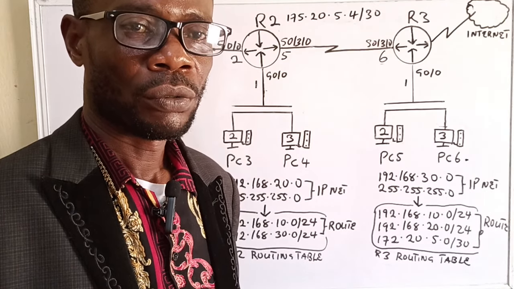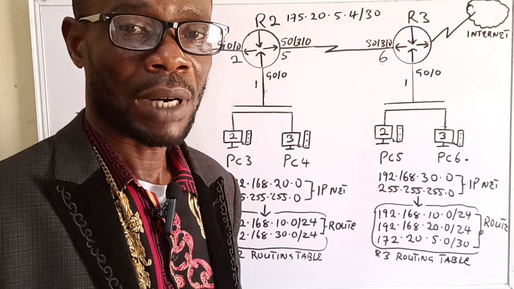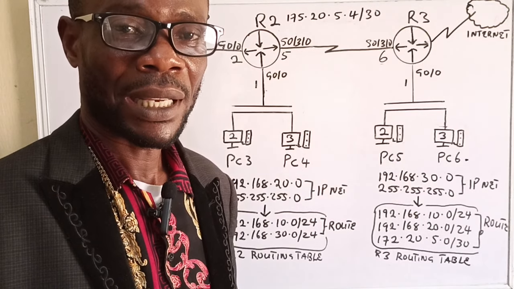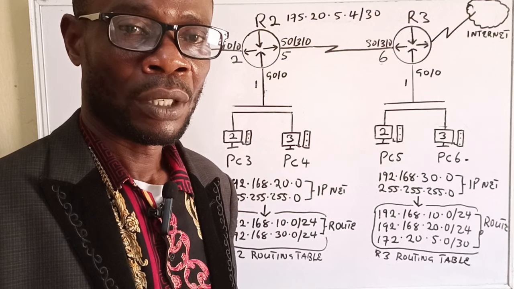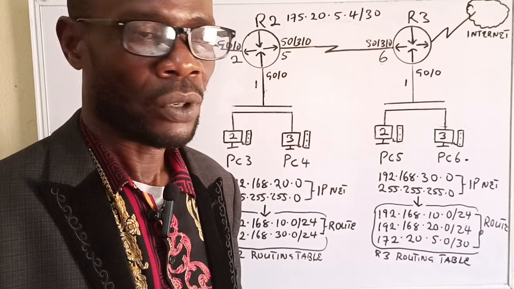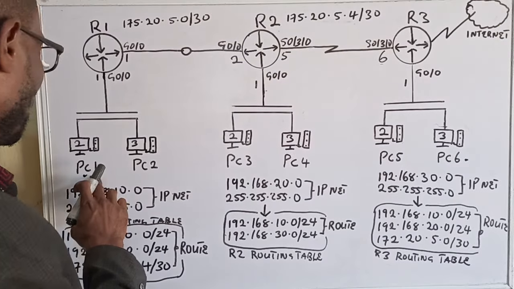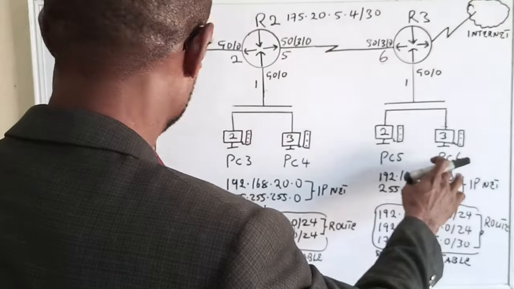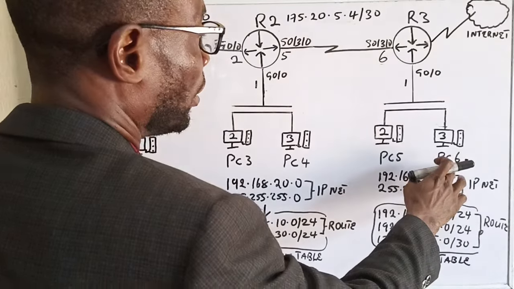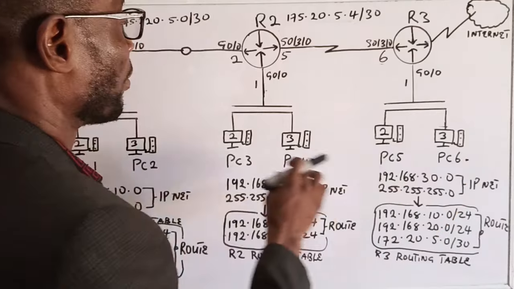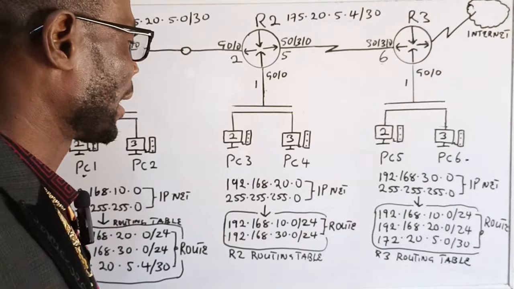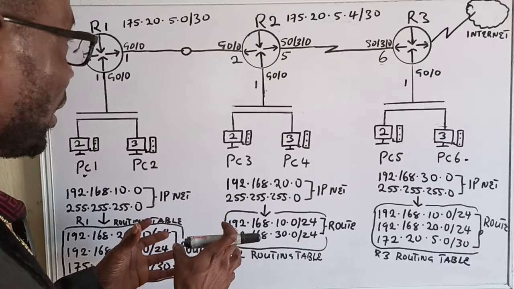I am here to talk about IP routing. IP routing is a process of taking one packet from one computer to another computer in a different network. Let's say this PC1 wants to talk to PC6. For that packet to get to PC6, routing must have taken place. That is IP routing. But before I start, I would like to tell you the analysis of this internetwork.